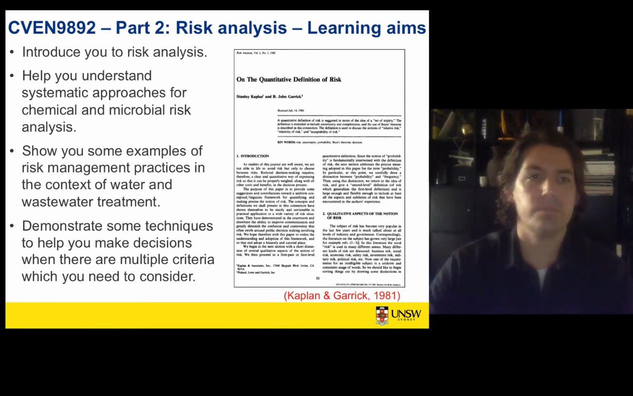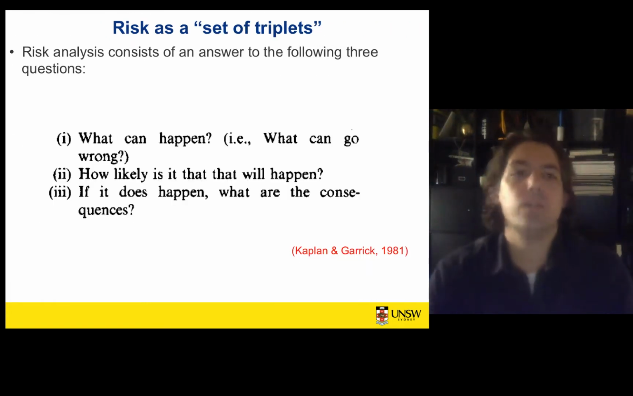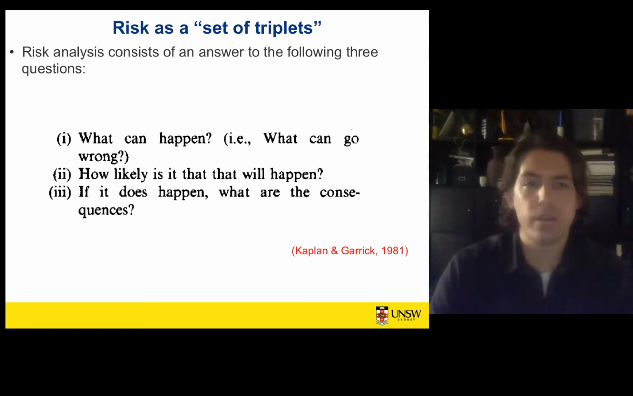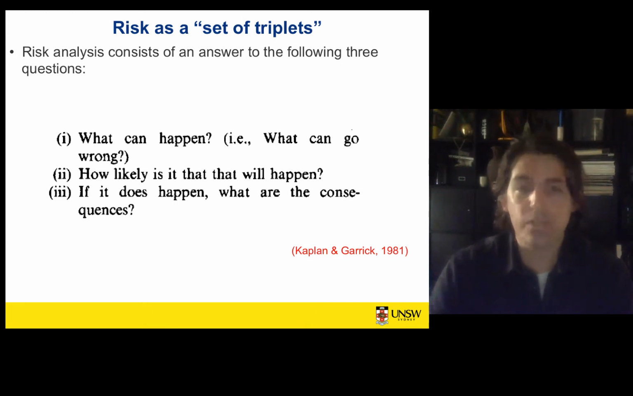The first thing to consider when analysing risk is the set of triplets, the three questions which every single risk analysis procedure will need you to ask. The first is what can happen and what can go wrong. The second is how likely is that to happen? Can you put some numbers around it: is it going to happen this year? Will it only happen once every 10 years? And then finally, if that event that you're analysing the risk for occurs, what are the consequences? What is the harm that can eventuate out of that event?